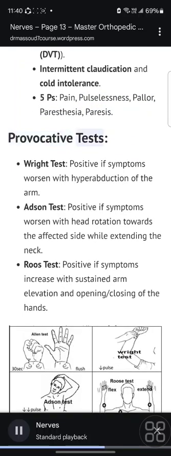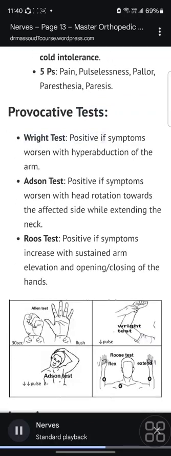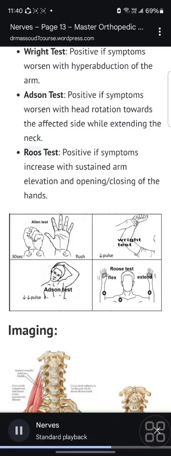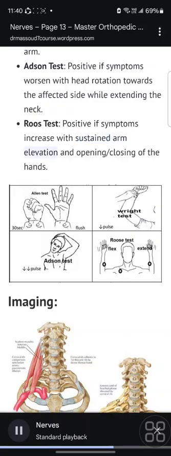Provocative tests. Roos test, positive if symptoms worsen with hyperabduction of the arm. Adson test, positive if symptoms worsen with head rotation towards the affected side while extending the neck. Roos test, positive if symptoms increase with sustained arm elevation and opening and closing of the hands.